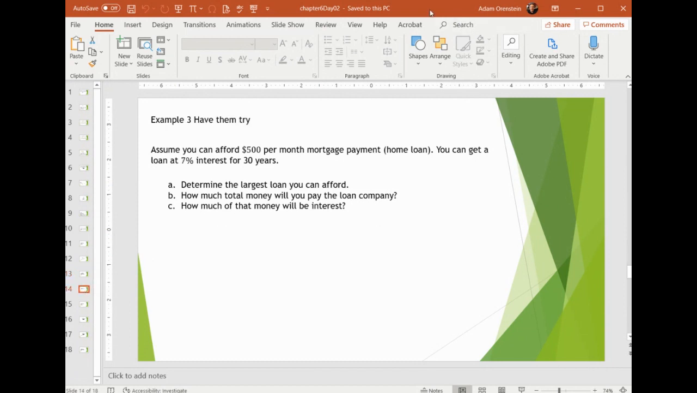Here, basically, I'm saying, somehow we know we can afford a $500 per month mortgage payment. The loan we know is going to be 7% interest for 30 years. But the question is, what's the biggest loan we can afford? What's the largest amount? So I want everyone to try that out for a few minutes.